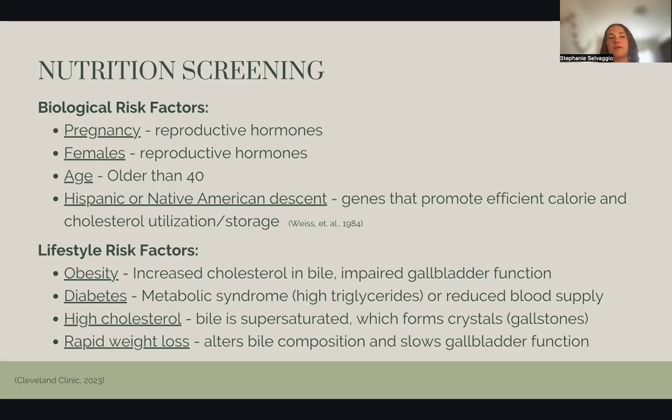And then some lifestyle risk factors. Obesity, so increased cholesterol and bile, and impaired gallbladder function. Diabetes, so having high triglycerides or reduced blood supply to the gallbladder can both cause cholecystitis. High cholesterol, like I said earlier, where bile becomes super saturated with cholesterol, which forms crystals or gallstones. And then rapid weight loss, and this alters bile composition and slows gallbladder function.